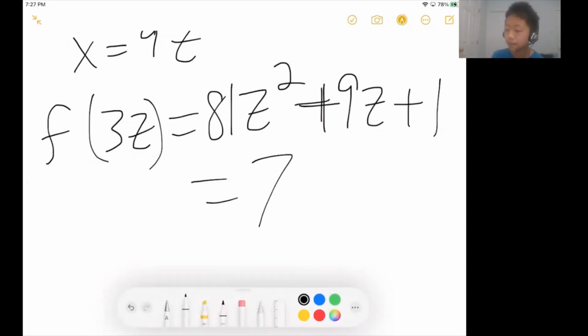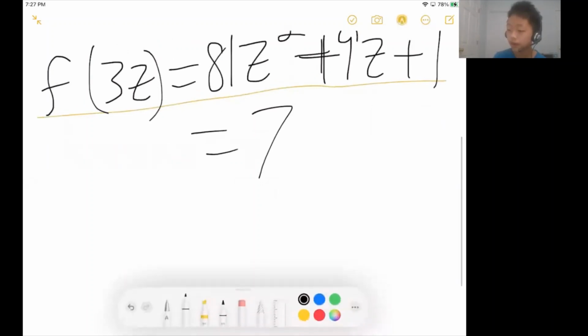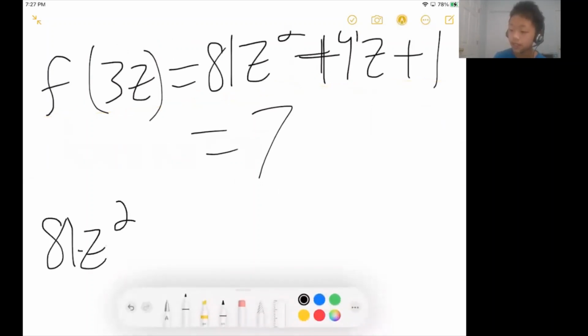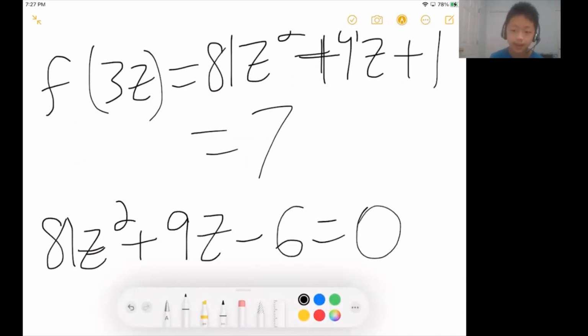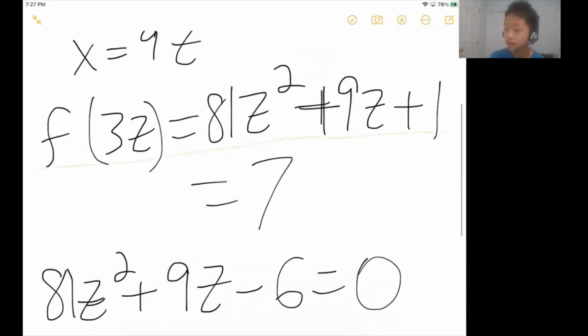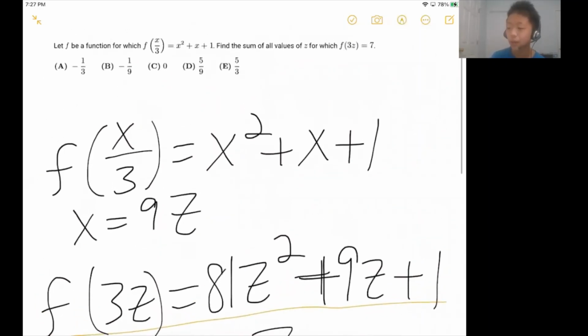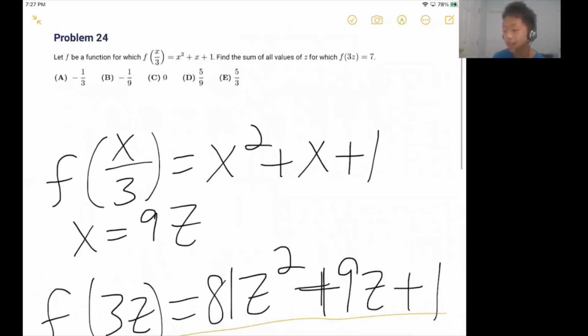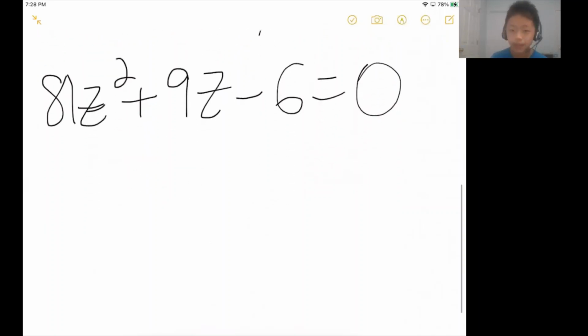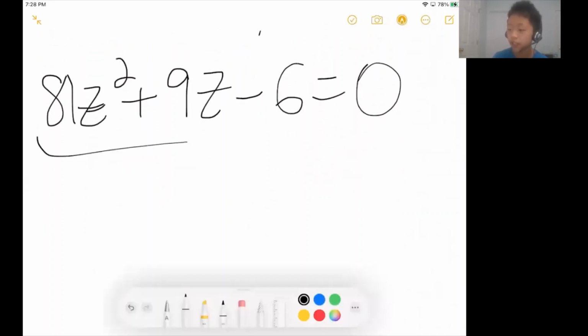Now if we simplify this equation, we get 81z squared plus 9z minus 6 equals 0, just by subtracting 7 on both sides. And we look back at the question, and the question wants us to find the sum of all values of z for which that is true. This is a very common thing that you'll see, where they give you some equation, and in this case we're left with this equation here. I want to find the sum of all values of z that satisfy this equation.